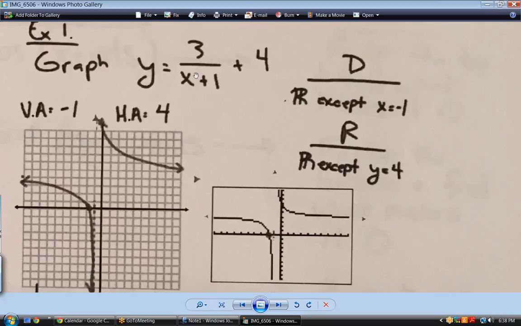Well, since this can never be 0, y can never be 4. The only way y could ever be 4 is if 3 over x plus 1 were able to be 0. There's no value of x that makes this 0. The best you can do is get close to 0. Well, as x goes to infinity, this entity here gets close to 0, which means y gets close to 4.